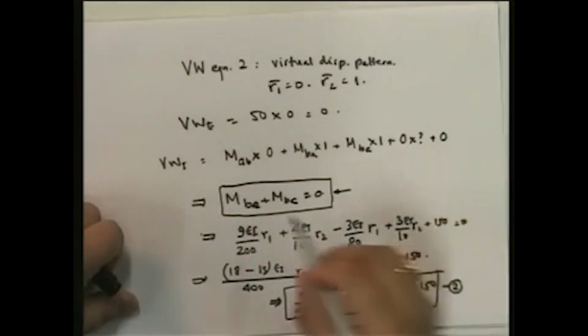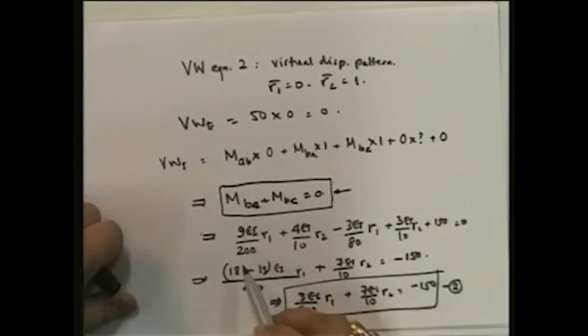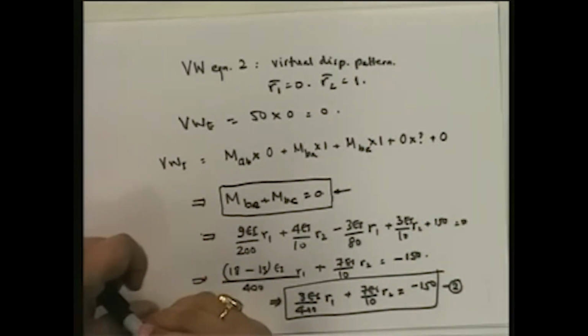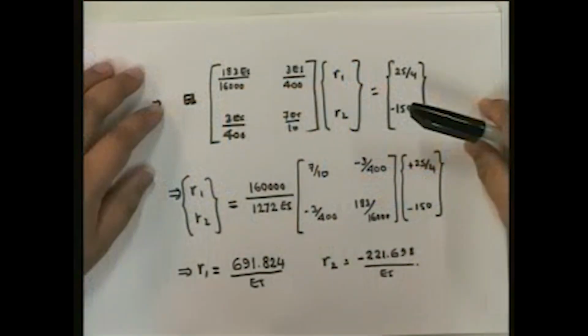Now substituting for MBA and MBC into this, and then putting terms together, what we get is 3EI upon 400 R1 plus 7EI upon 10 R2 is equal to minus 150. This is my second equation, and I know that this is independent because my virtual displacement pattern is independent of the other. So now I write down the two equations, and if you write down the two equations, this is what you get. Look at this.